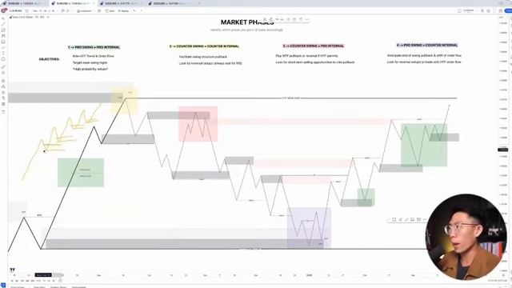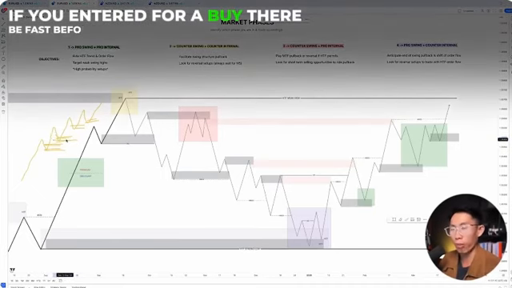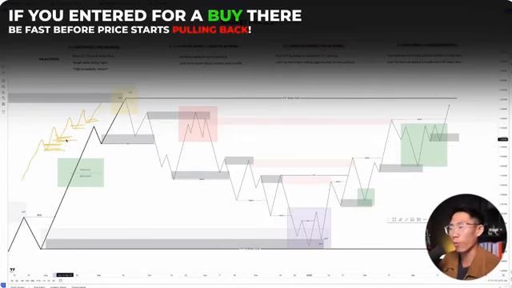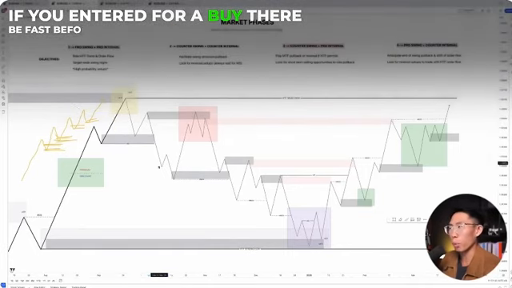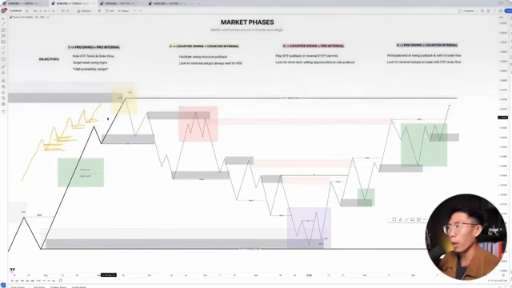So if you enter for a buy right here, bear in mind that you have to be fast in terms of taking profit. You have to get in and get out fast, because you never ever know when price will start pulling back, when the higher time frame order flow will come up to some sort of unmitigated supply zone and start pulling back. So be careful. And like I said, last thing is this area.